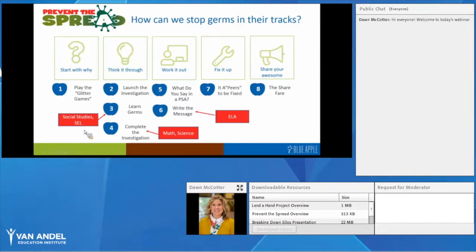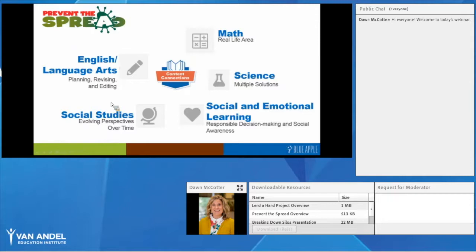So if you see in lesson 3, the students are learning about germs. Well, when they're learning about germs, we can tie in social studies, evolving perspectives over time. So the students are going to be watching a video about the history of germs, and this is a good opportunity to bring in these changing perspectives, how as we begin to understand more and more about the world around us, our perspectives change. So as we learn more and more about germs through history, we understand that, hey, hand washing is a really good way to prevent the spread of germs. But back hundreds and hundreds of years ago, that wasn't the case.